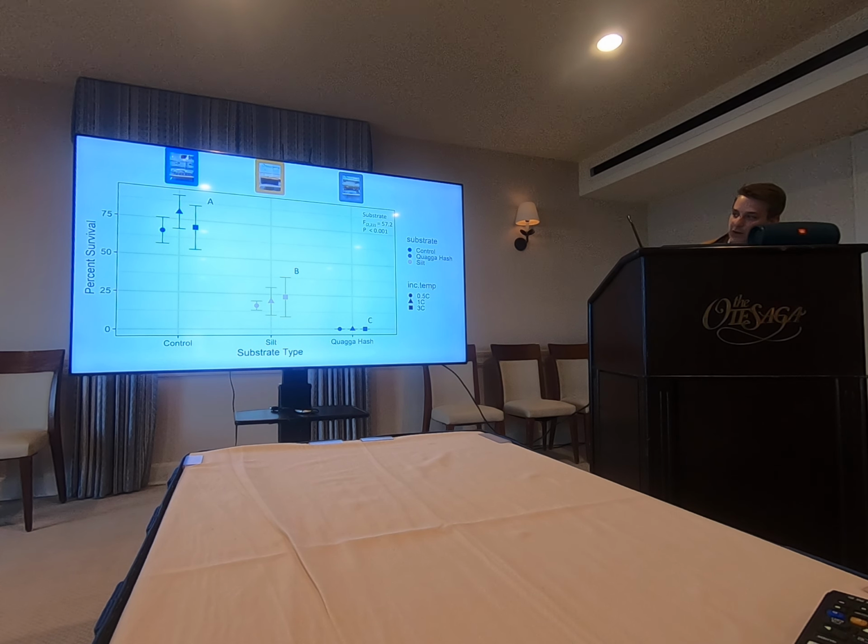So again, preliminary results. That middle one's kind of hard to see, but on the x-axis you have the substrate type at each one of those columns. On the y-axis, again, is percent survival. The colors are the substrates.